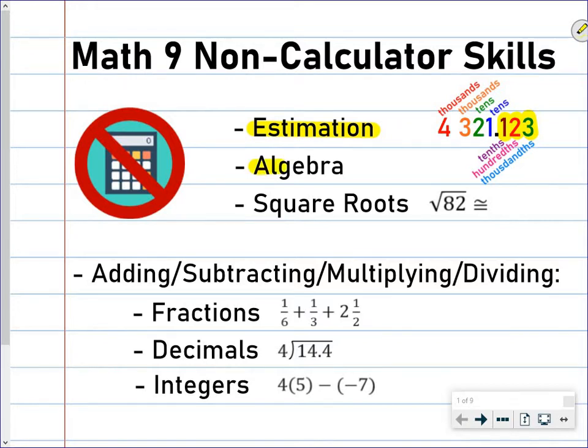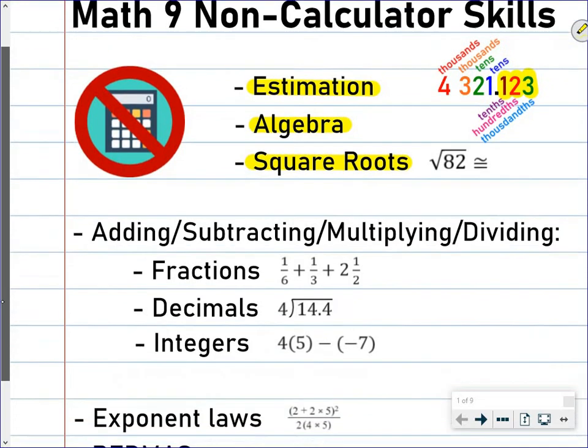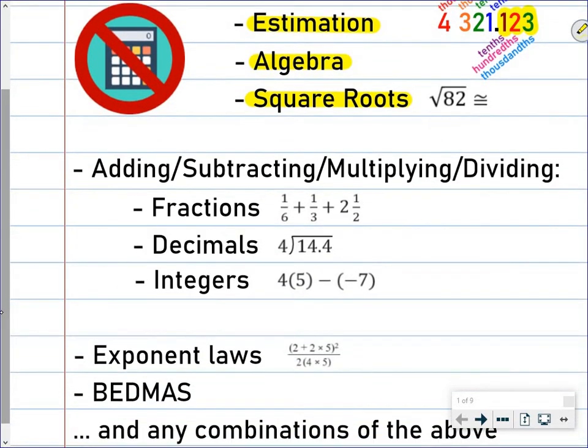It is expected for you to do some algebra, including solving inequalities. You're expected to be able to estimate the values of square roots without using your calculator. So for example, the square root of 82 is approximately equal to something. You know the square root of 81 is exactly 9, so therefore the square root of 82 is just a little bit above 9. So you might estimate 9.1, for example.